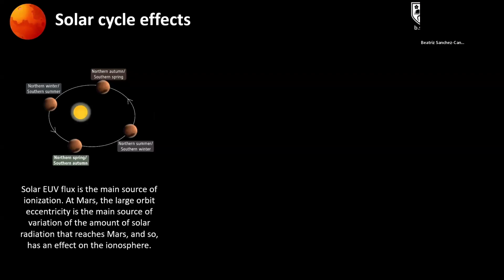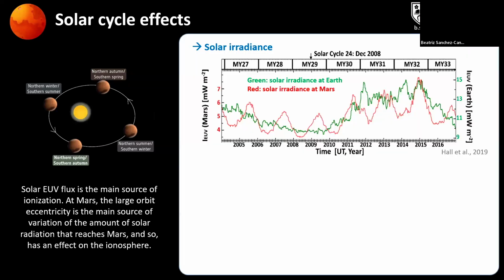And there is also the other biggest effect, which is the heliocentric distance of the orbit. The difference between the perihelion and the aphelion is more than the distance between Earth and Venus. So this has an effect on the irradiance that arrives at the planet. I hope you can see that here in this figure. These are observations for a full solar cycle, the previous solar cycle. In green, there are observations taken at Earth, and in red, observations extrapolated to Mars distance. And the axes are different because, of course, the irradiance at Mars is lower than at Earth.